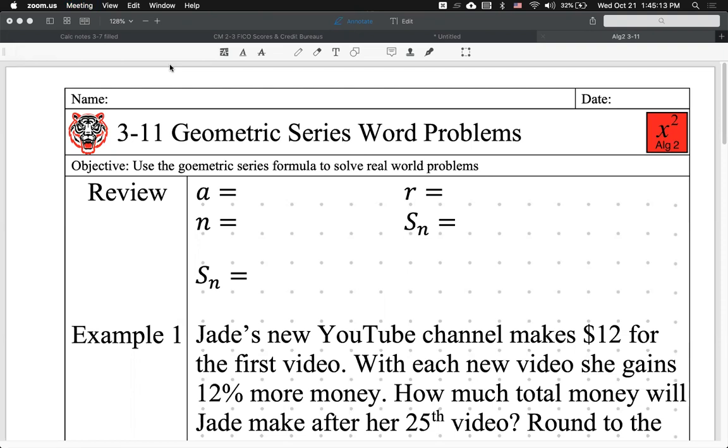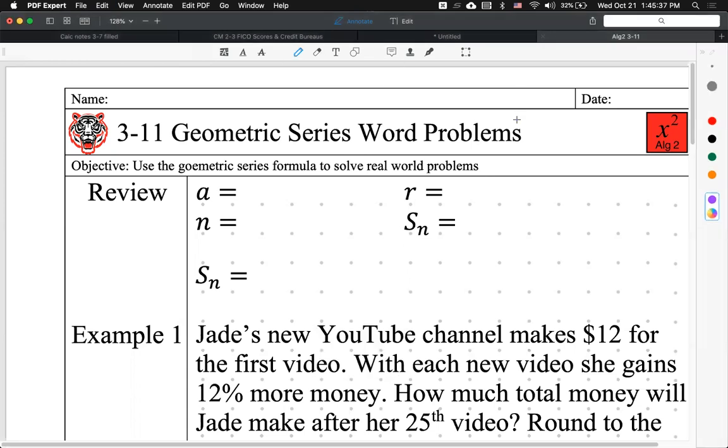Okay, we are in Algebra 2, Lesson 3-11, talking about geometric series word problems. I'll do the date once I plug in my tablet. Someone read the objective. Jade is first. Yeah, so it's that same formula that we were talking about for the warm-up. By the way, today's date is Wednesday, October 21st, 2020. Let's review.